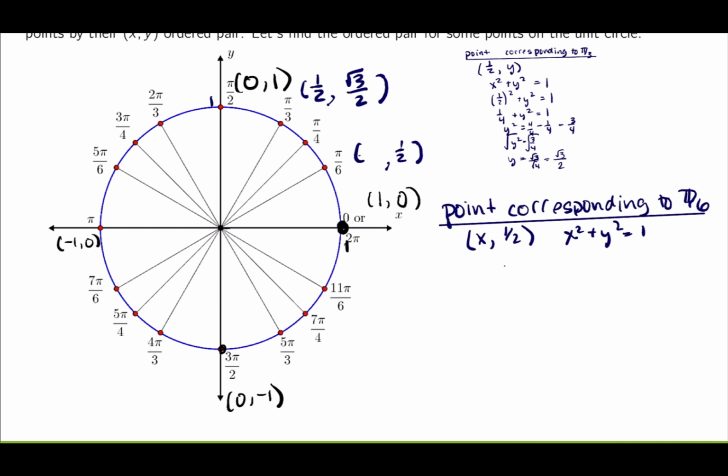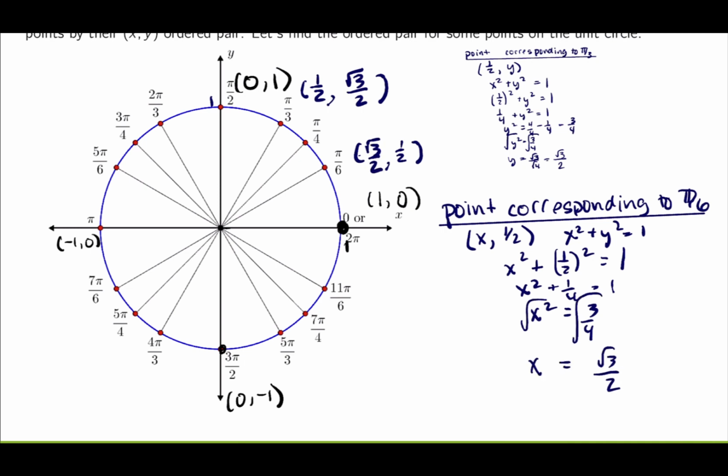If I fill in what I know, I have x squared plus 1/2 squared equals 1. I can square the 1/2 and say x squared plus 1/4 is 1. Subtracting the 1/4 gives me x squared equals 3/4. And then when I take the square root, I get x equals the square root of 3 over 2. So pi over 6 corresponds to the point root 3 over 2, 1/2.